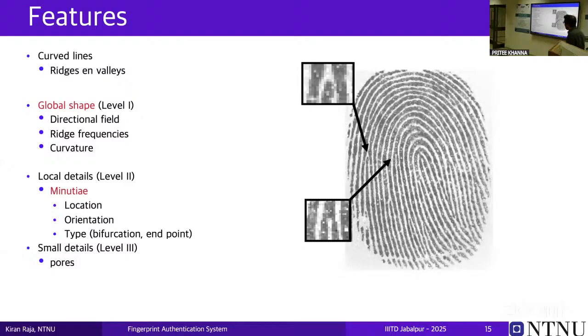And then comes the second one, which is local details, where we call it minutia. The minutia consists of location, orientation, and the type, which is either bifurcation or endpoint. For instance, if you just take, let's say, this area, right? So this part, now you can see that it has all these three properties. It has a location, it has an orientation, what kind of angle it is looking at, and is it a bifurcation or is it an endpoint? Now, this is an endpoint, right? So it is ending at this particular point.